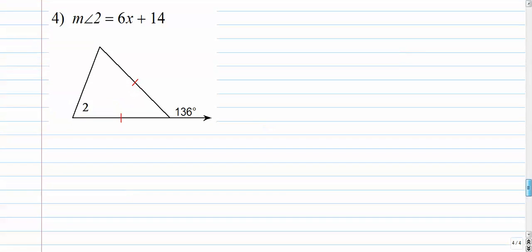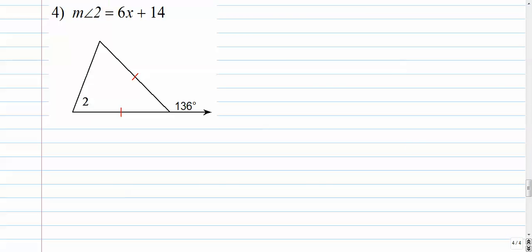Number 4, last one. First thing I'm going to do is look at my tick marks here, and go across and mark that these angles are the same. Next I'm looking at this exterior angle, 136. I remember exterior angles, we can transfer inside using supplementary angles. So this is 44, right? Remember these form a linear pair, so the total is 180. So 180 minus 136 is 44.